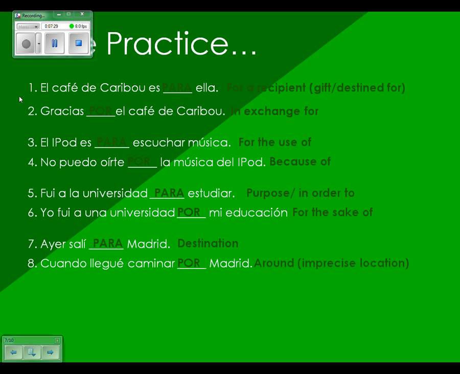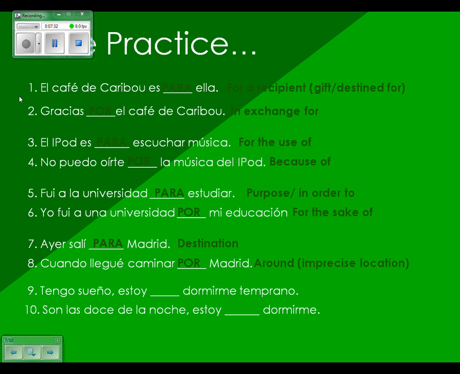9. Tengo sueño. Estoy blank dormirme temprano. This is por dormirme because it is to be in favor of. I am tired. I'm in favor of going to bed early. 10. Son las 12 de la noche. Estoy blank dormirme. Estoy para dormirme because I am about to. It is 12 at night. I'm about to go to sleep. To differentiate between these, you can look at the sentence and see that because of some reason I want to do this, which would be por, in favor of. Also, there are many times where the sentence contains emotional words to indicate that it is in favor of doing something, which would be por.